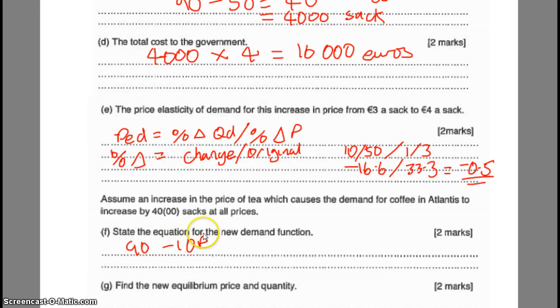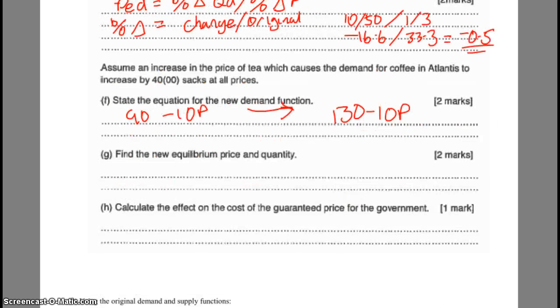Okay, this is all to do with elasticity and the slope. This is where the demand curve starts, so the Q-intercept. So basically we just add 40 to 90, so the new one moves to 130 minus 10p. Dead simple. And then moving down is asking us the new price and quantity at this new formula.